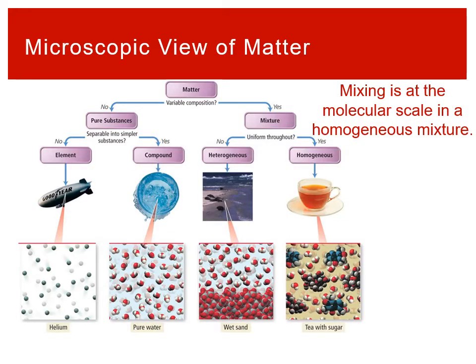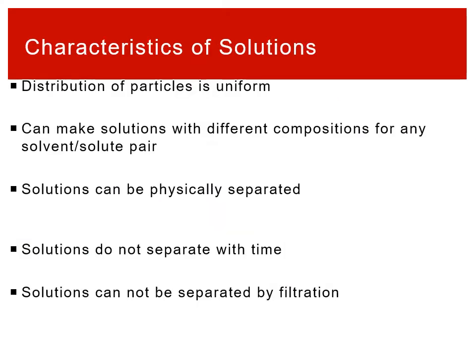So the idea of forming solutions and of forming homogeneous mixtures: we know that in homogeneous mixtures you have that mixing at the molecular scale. So we take all of our different molecules and we mix them all together, and they're nice and evenly mixed. And there's a lot of advantageous properties of solutions as to why we use them a lot in chemistry. So first off, the distribution of particles is uniform. This is just a fancy way to say it's a homogeneous mixture. Your mixing is at the molecular level.